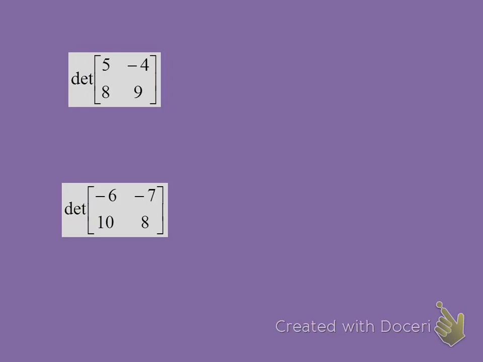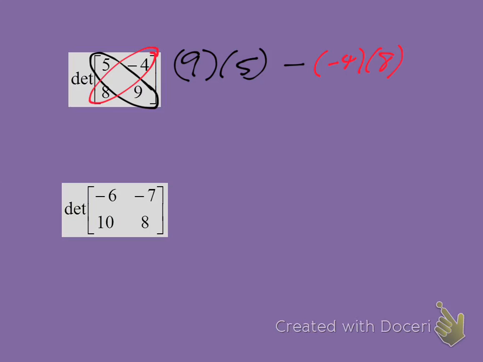But to do these, all you need to do is take the determinant of it. You need to multiply those together. Minus. And multiply those together. And then simplify. So 9 times 5, 45. Minus 8 times negative 4, 32. 45 minus a negative 32, 77. That's it.